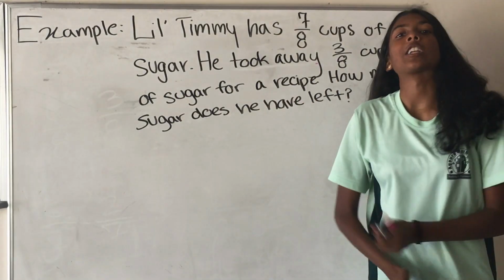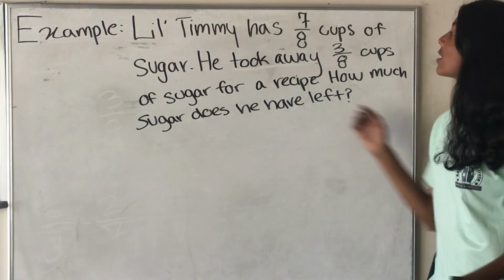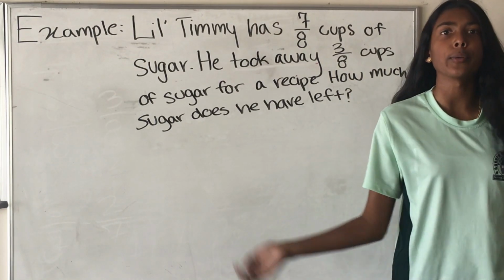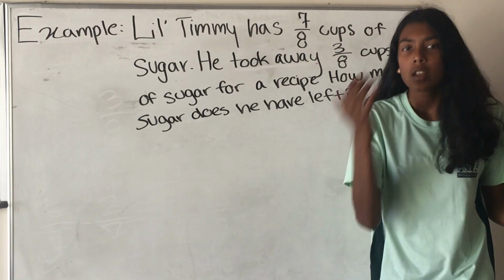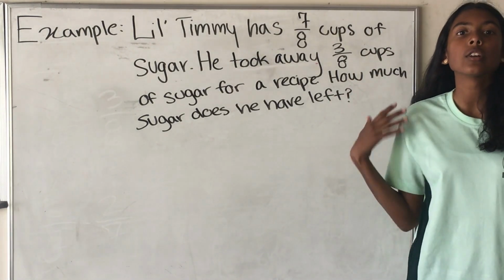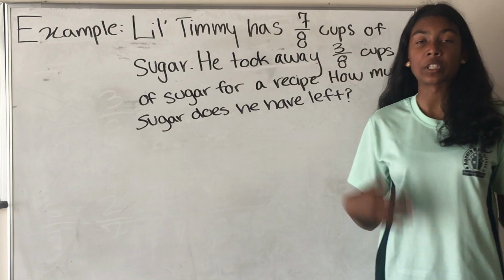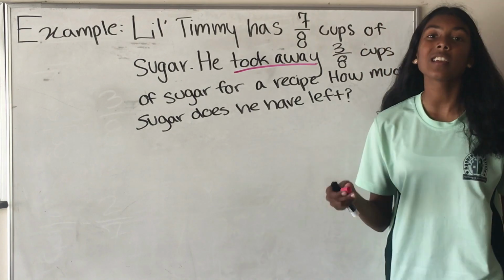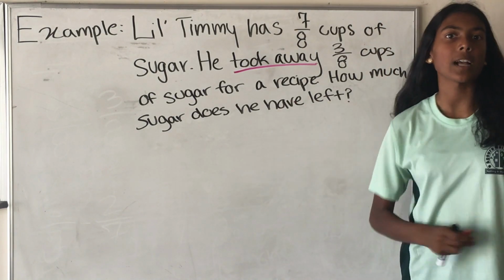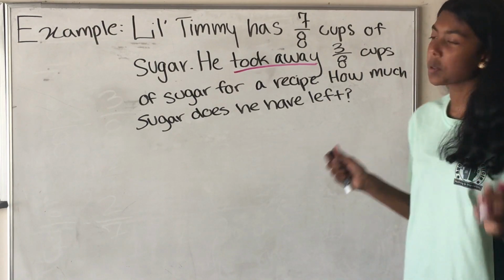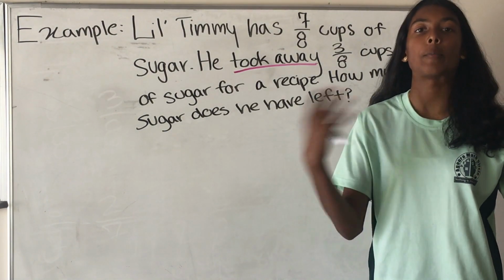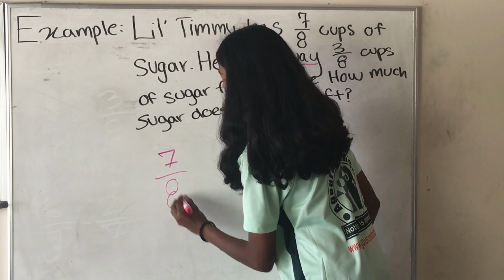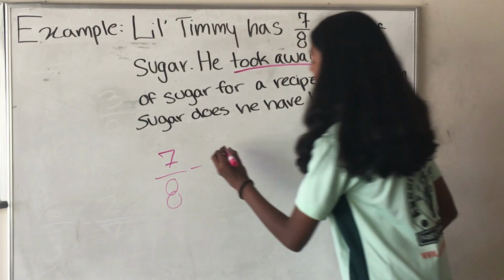So when are we going to use subtraction in real life? Well, here's an example. Little Timmy has 7/8 cups of sugar, and he uses 3/8 cups of sugar for a recipe. How much does he have left? For this problem, we first have to look for keywords that show what operation we're going to use. Here we see that there's "took away," and that is a keyword for subtraction. So we're going to subtract. When we subtract, we have to find out how much we start with and then how much we're taking away. So we start with 7/8, so we're going to write that. And then we take away 3/8, so we're going to do that.